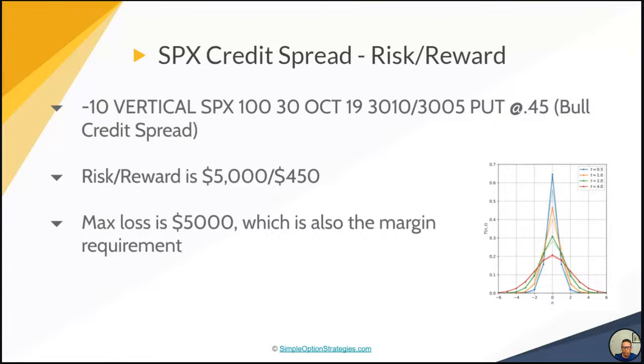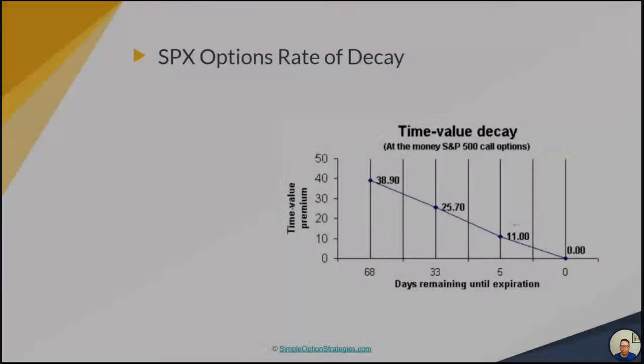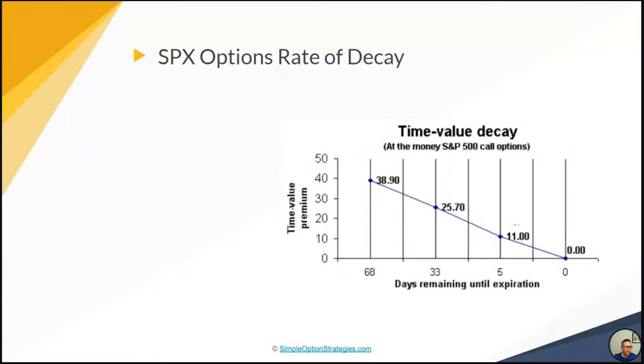Again, the max loss is $5,000. So think about it, you're going to get $450 and you're risking $5,000. The risk reward is horrible. It's just horrible, but that's the way it is. All right, so let's talk about decay of options and why this is so important.